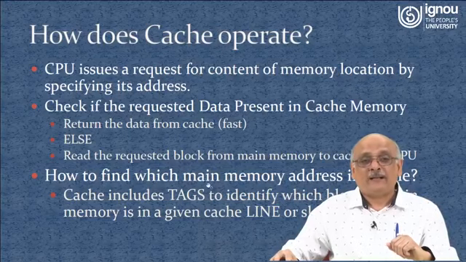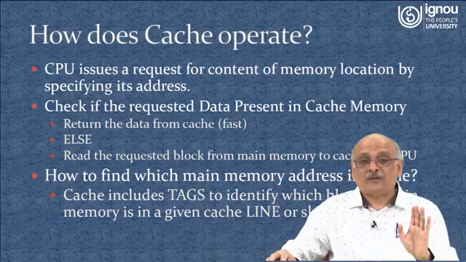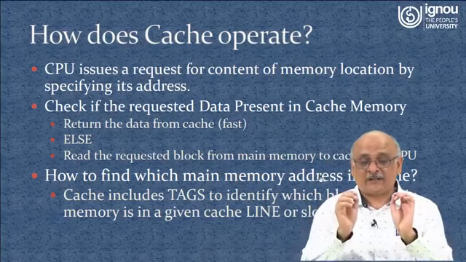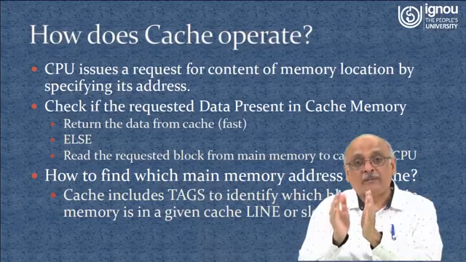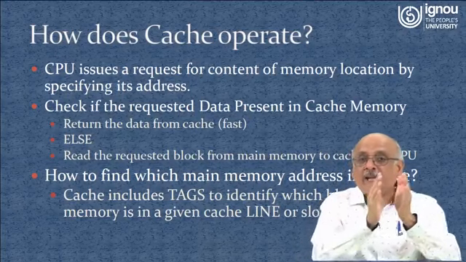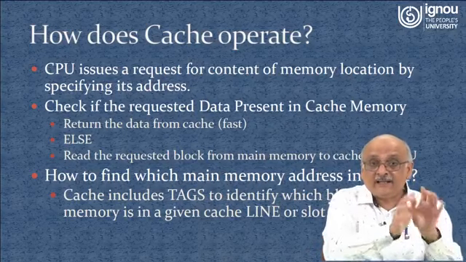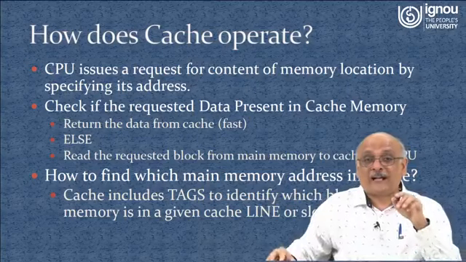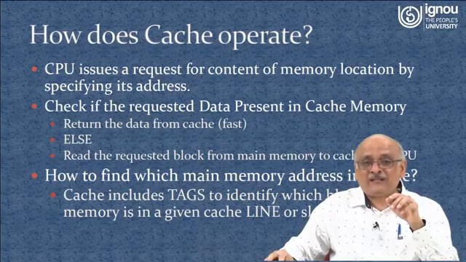So how do we find which main memory address is in cache? Now this is a big question. Technically, look into this particular domain. We have our programs and data in the main memory. That is essential. From main memory, we take some content into the cache. Now, which of this content is in cache? How do we know that? So then we need tags. Cache includes tags to identify which block of main memory is in the given cache.